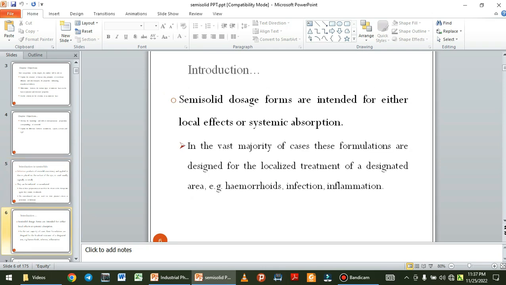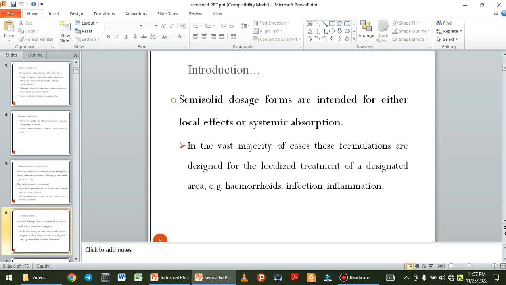Semi solid dosage forms are intended for either local effect or systemic absorption. So semi solids can affect locally or be systemically absorbed. We call this percutaneous, the difference between subcutaneous and percutaneous.